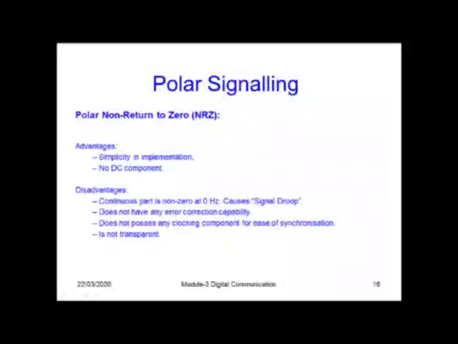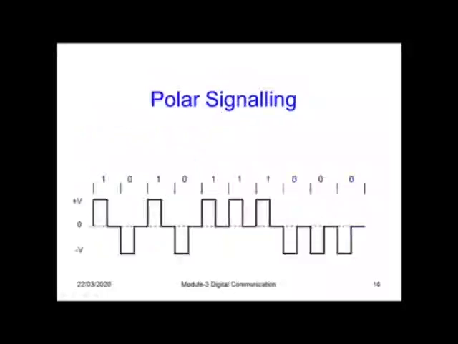Coming to the polar return to zero. As shown in the figure, the return to zero signaling is represented in a reverse way, that is G1 of t is represented by the bit 1, and the binary 0 with the opposite pulses. That is, if 1 is starting from positive to negative, then the 0 will be starting from negative to positive for half of the bit duration.